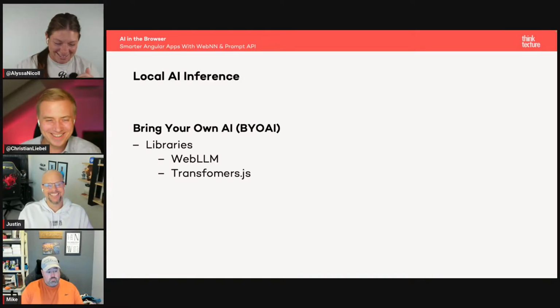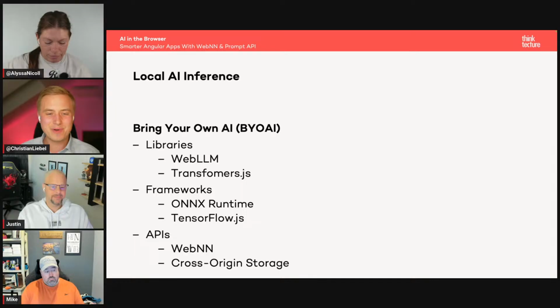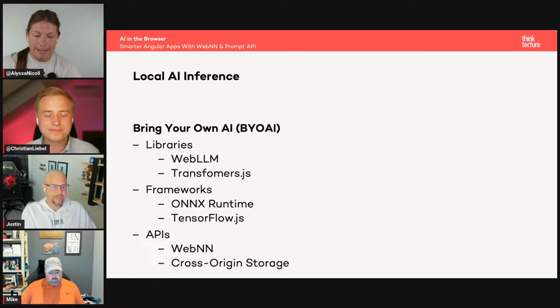There are many cool libraries, WebNN, Transformers.js. There are various frameworks, ONNX Runtime, TensorFlow.js. There are APIs like WebNN. This is super new, not even an established standard right now. This is basically all in discussion.